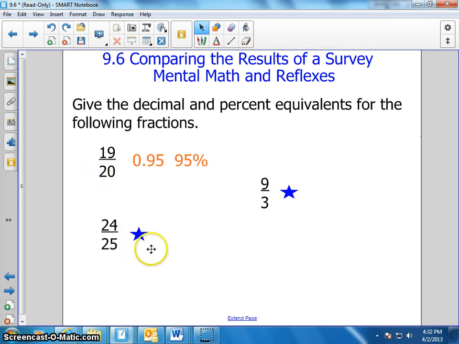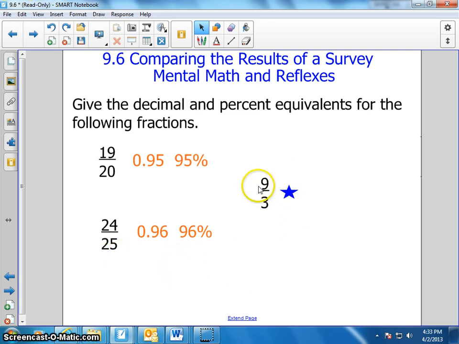Okay, so this right here, did you guys get this one right? You think you got it? Should be pretty close to 100%, right? Because it's only 1 away from 25, 1 away from the whole, and it is 96%. And I would say that these right here, it's okay to go ahead and use your calculators for these. These are a little more challenging, okay?